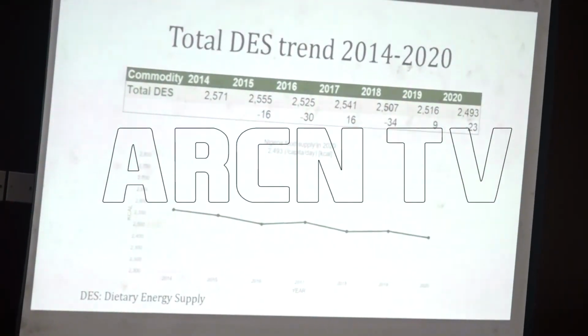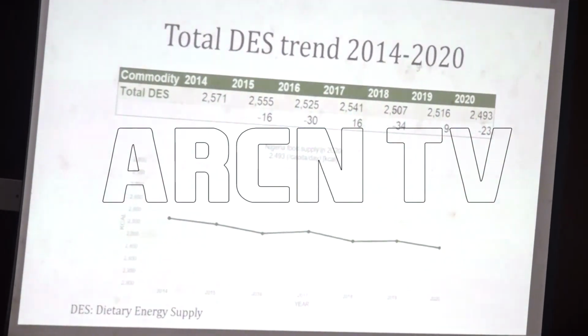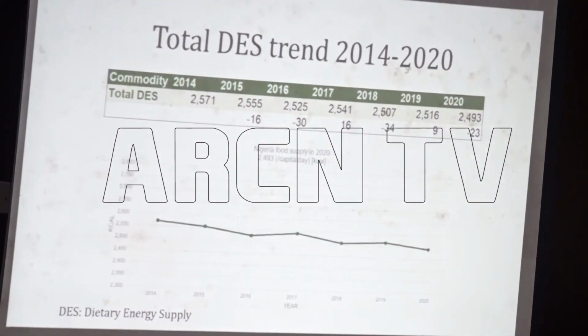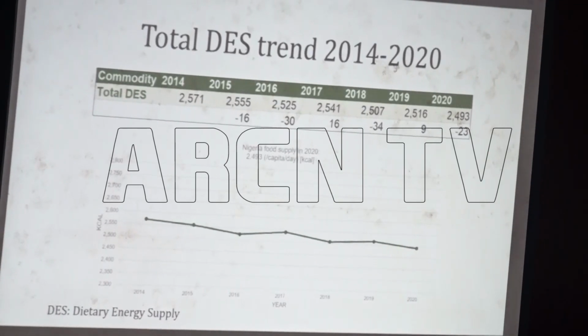What are the reasons? That's the reason for this meeting. Why do we have negative 16 in 2015-16? Why minus 30? Why minus 23? So we can now look for reasons for that. And then that DES is showing the nutrition, the nutrient content, okay, of a country meeting the FAO requirements.